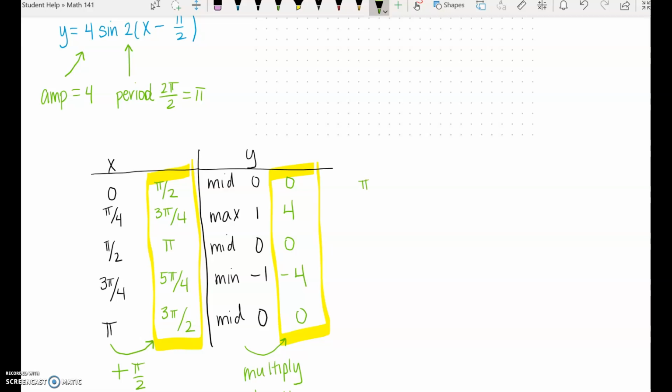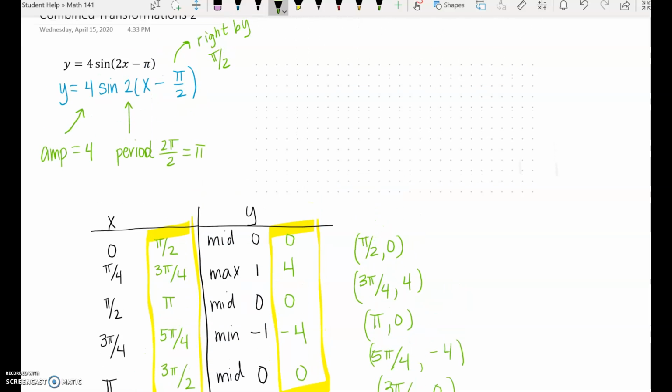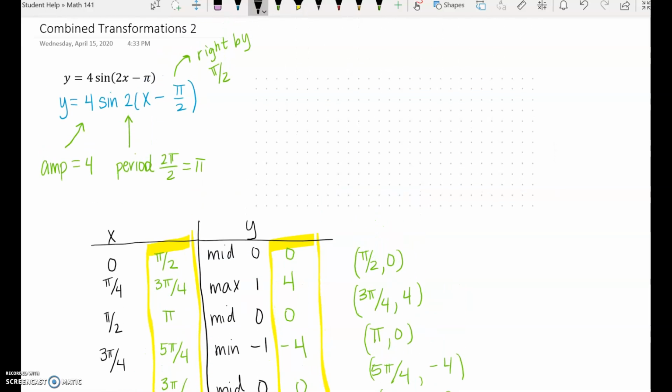So we have pi over 2, 0, 3 pi over 4, 4, pi, 0, 5 pi over 4, -4, and 3 pi over 2, 0. Right, so let's put these together on our graph.